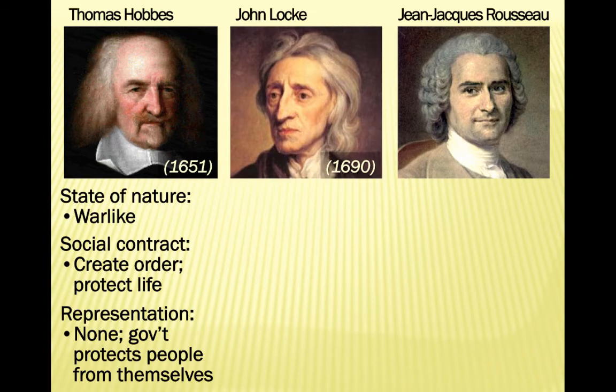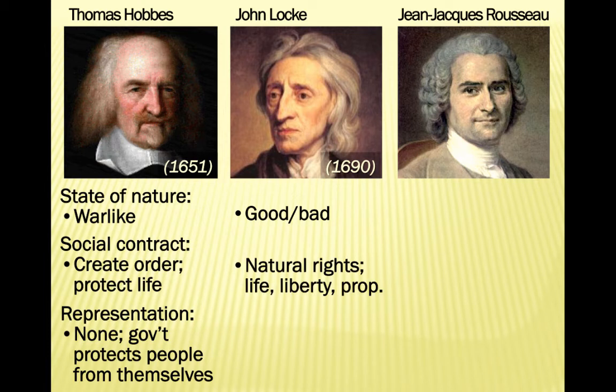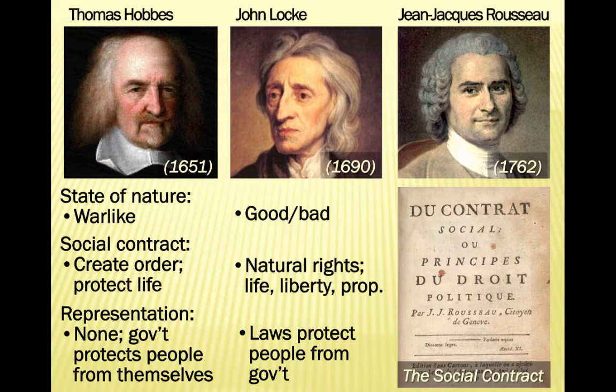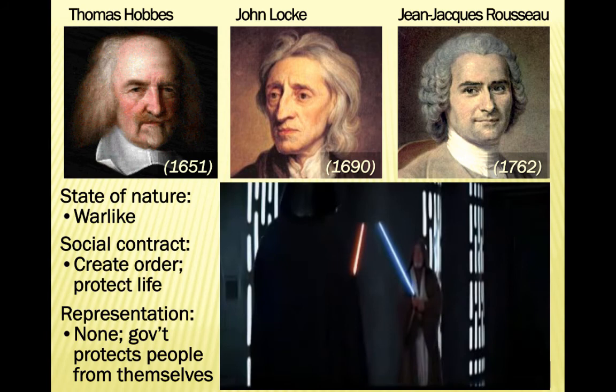Fast forward to John Locke, and he contended that people in the state of nature were neither good nor bad, and that the social contract protected their natural rights of life, liberty, and property. Although he contended that representation established laws that protected people, monarchies were still preferable. So in 1762, Rousseau wrote arguably his most influential work entitled The Social Contract. Just look at how we've come full circle. The circle is now complete.